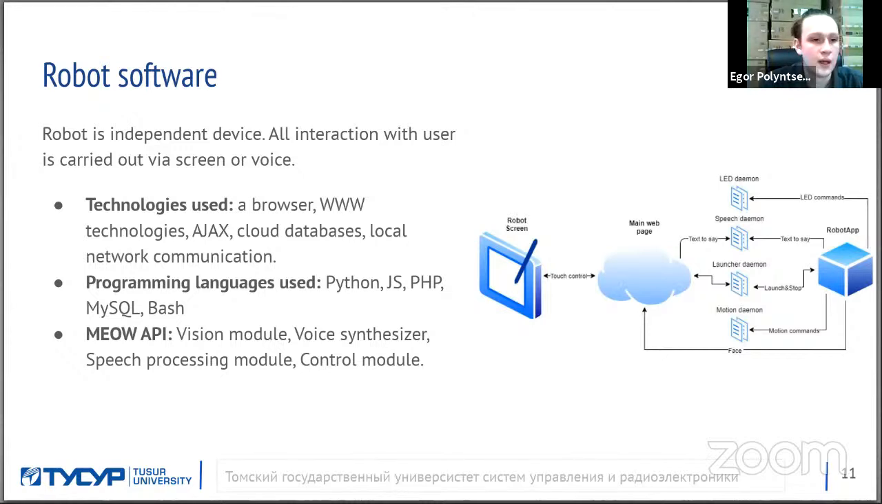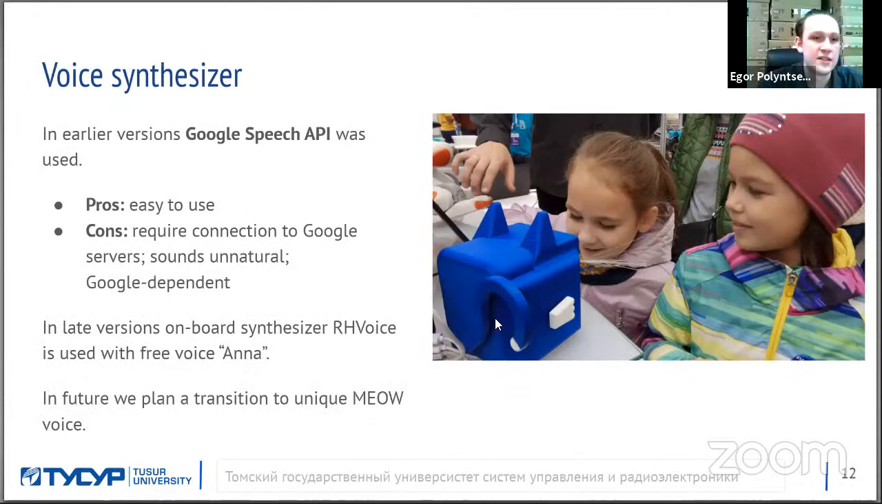many programming languages. So the software of the robot consists of 4 main modules: the vision module, voice synthesizer, speech processing module and control module. Voice synthesis was carried out with the help of Google Speech API for the first prototype. Now we have transitioned to the free Pocket voice with the Russian voice Anna. In the future, we plan to train our own unique voice for Meow, but I think it would be a little bit later when we will start to sell this robot to Russian schools and kindergartens.